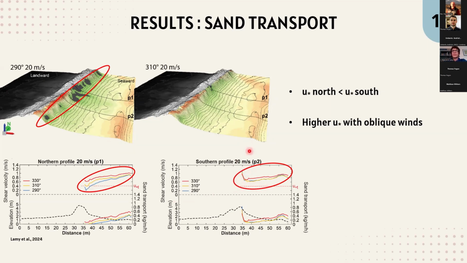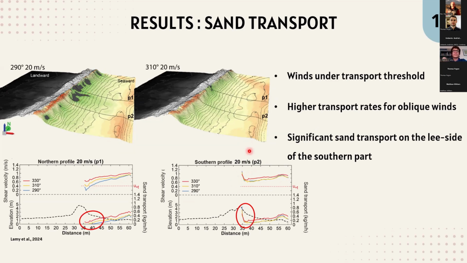What does it mean in terms of sand transport? In the northern profile, we see that there is no or very little sand transport on the lee side of the dune and on the dune toe. Whereas on the southern profile, we see that there is very significant sand transport on the lee side of the dune, which is very different from the northern part of the dune. And after, we see that the more we go away from the dune, the more we have sand transport in both cases, of course, because we have more wind speed on the beach.